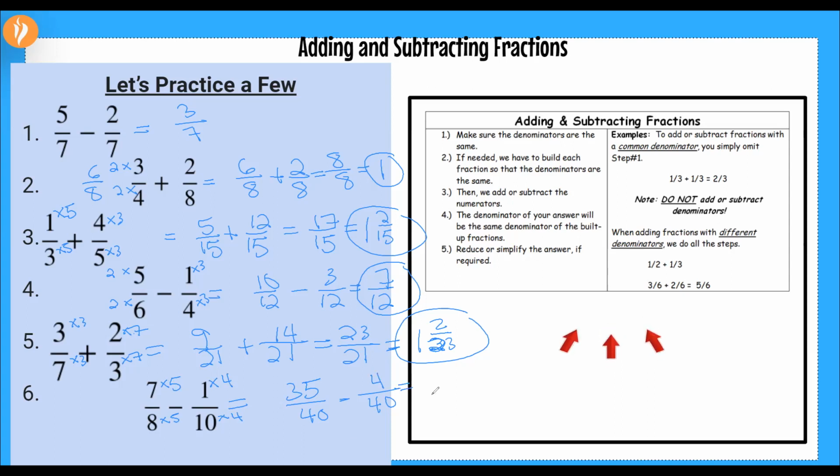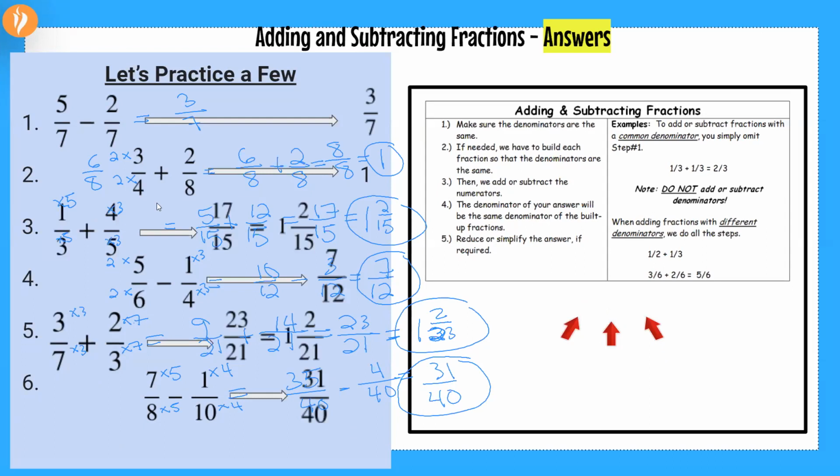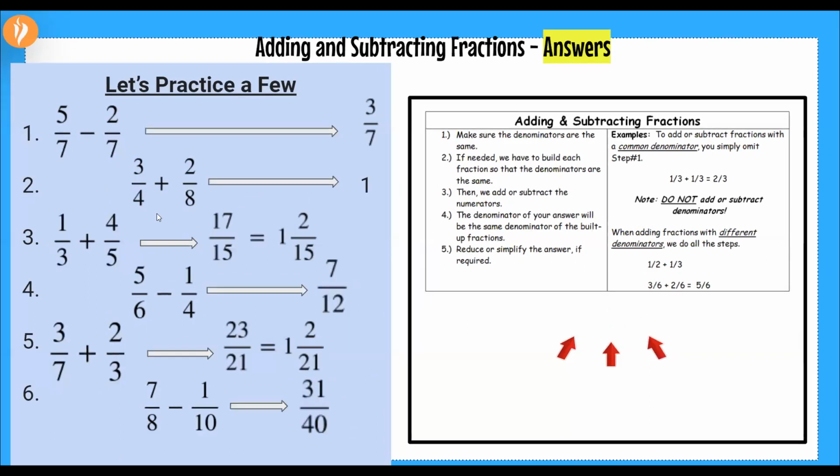That means we're ready to subtract. So our denominator stays the same. 35 minus 4 is 31. 31 and 40 have no common factors, so that's our final answer. All right, let's look at a few more, you guys. Now, let me erase all this. So you also, oh, and there's the answers. Yay, I think we got them all right.